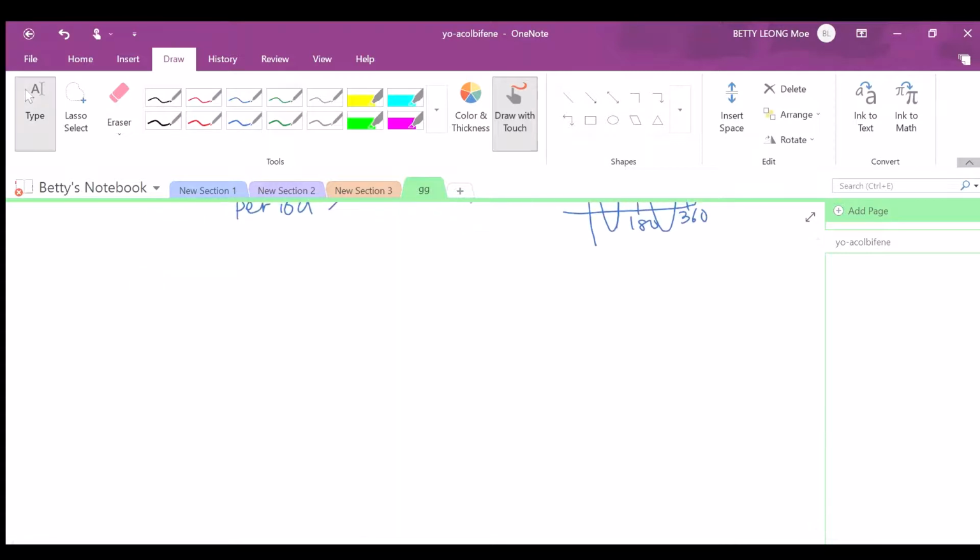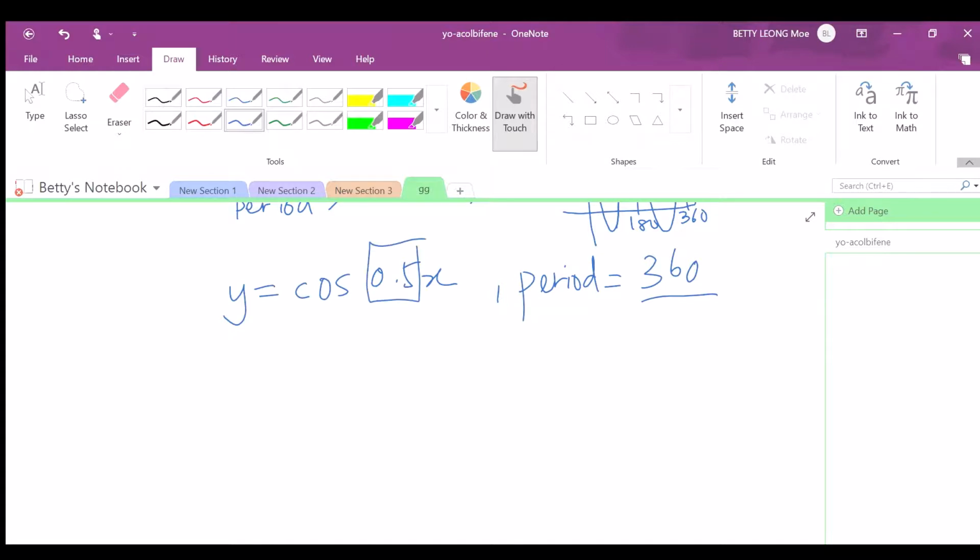Now we move to y equal cos, your b is 0.5x. So first you must find what is the period. The period is 360, you divide with your b, so you will get 720 degree. So in 720 degree, you will have one complete cycle. So you can imagine the graph should be like this.